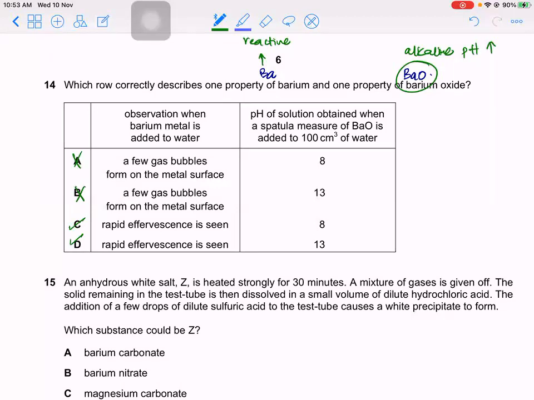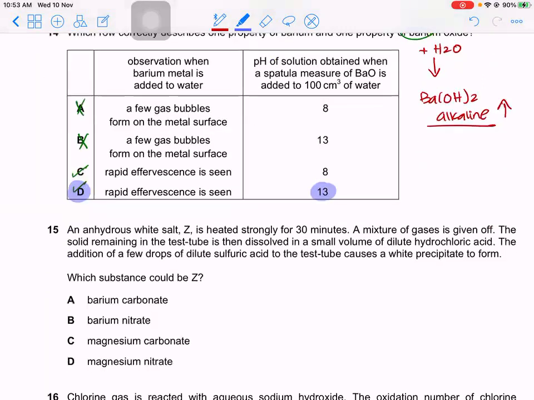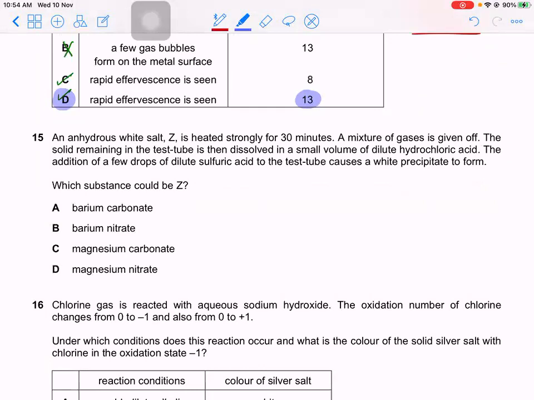pH observed when you add barium oxide to water. Now, when oxide is added to water, what do you get? You get hydroxide. And you know this is also alkaline, and this will be extremely alkaline. So the pH will be high. So the answer is D. pH will be 13, not 8, because this is the most alkaline. 15.